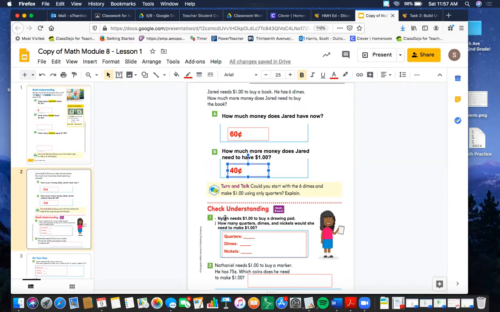We have a question about our friend Nyla. Do that same thing. Nyla needs $1 to buy a drawing pad. How many quarters, dimes, and nickels would she need to make $1? You can choose, type in quarters, dimes, nickels, any combination you want.